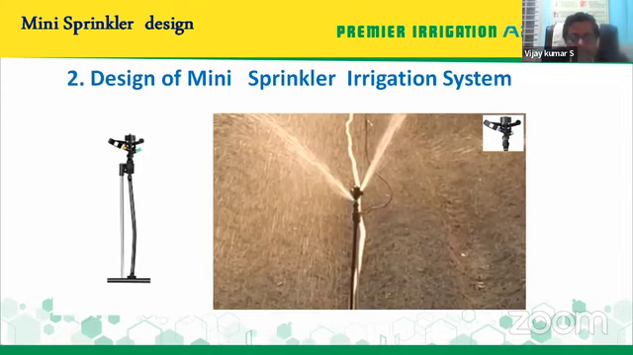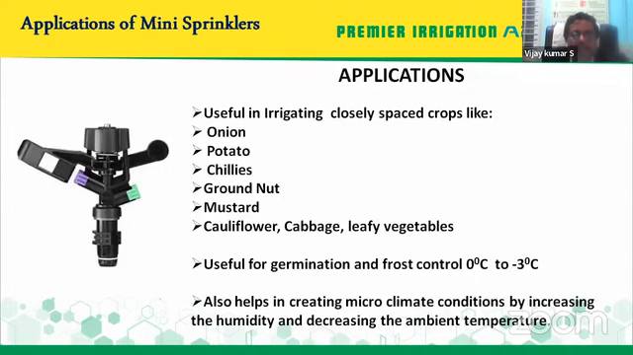You can see that actually in operation. And where is it useful? This mini sprinkler is a very widely used product, particularly for onion and potato. Why is it for onion and potato? Because it is very useful in germination, and for chilies and groundnut. Like I told you, any sprinkler system has many advantages: it will clean the leaves, it will give microclimatic control, it will throw water all around. But at the same time, you should use it judiciously based on the crop. If the crop spacing is very close, then we can go for this kind of product.